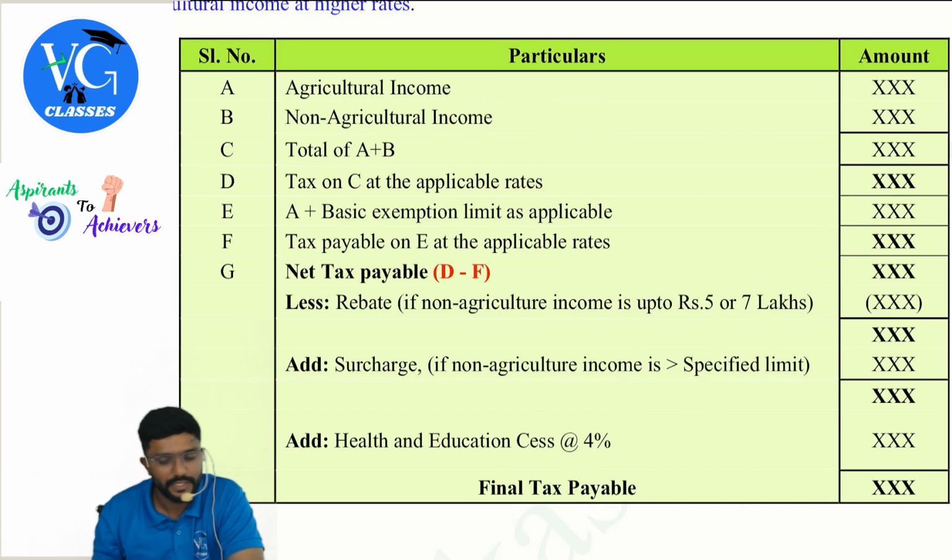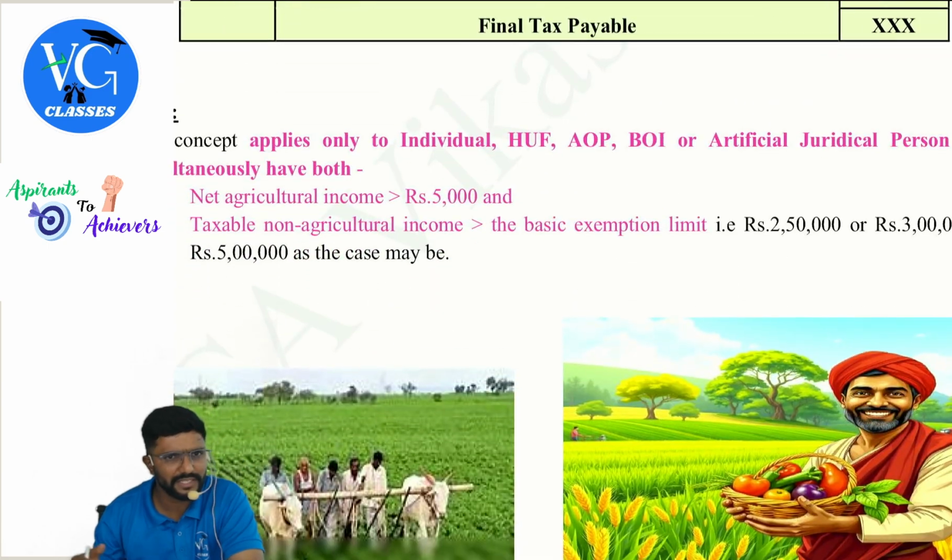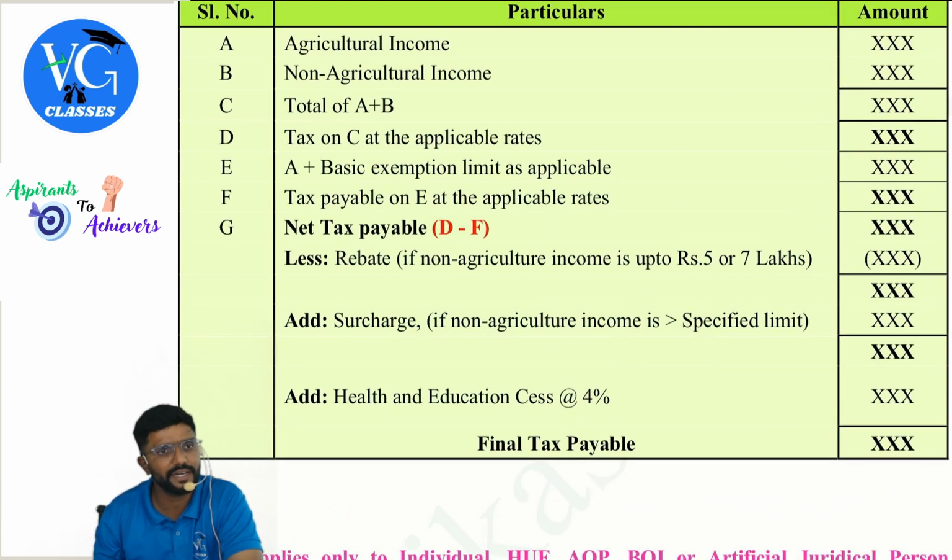Non-agriculture income. Okay? Add up both. Calculate tax on C. Sir, what rate should I apply? Whatever rate is applicable for you. Actually, you are an individual. Sorry, you are a slab rate assessee. For you, what rates will be applicable? Slab rates. Apply that and calculate the tax liability.